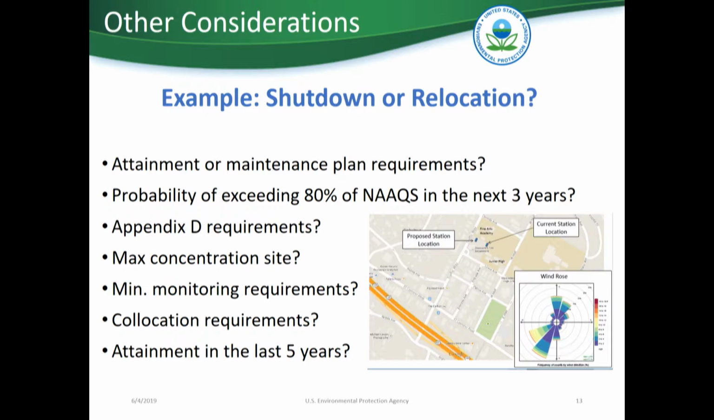Also, co-location requirements. If you're adding a new method or you're taking away a monitor, is that going to shift things around? And then in some cases, doing a data analysis, looking at attainment in the last 5 years, just to see how your trends are looking in the last 5 years and what you think it's going to look like in the future. Those things are all really important to consider.